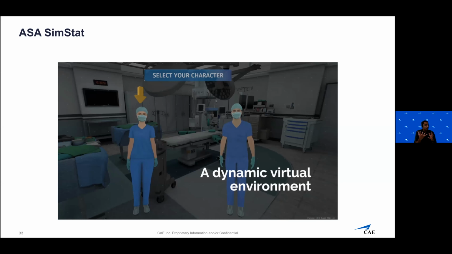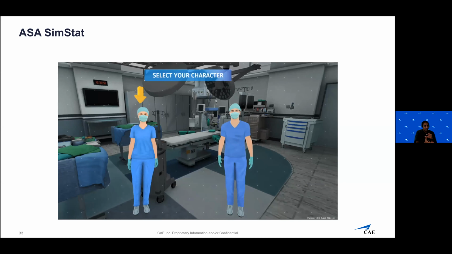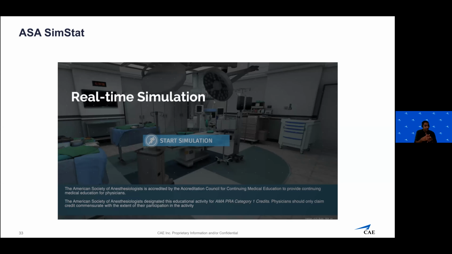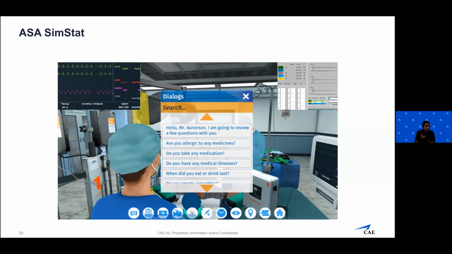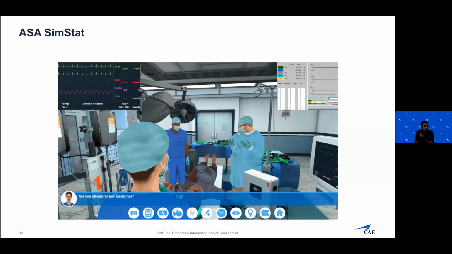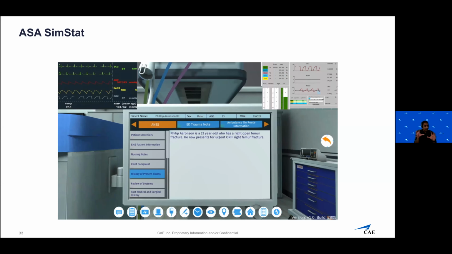SimStat, I think the culmination of all of this is that we've been able to take the physiology engine model and include it into a games-based education platform. Richard mentioned games-based education as one potential utilization structure. This is an example of SimStat, which we did in collaboration with the American Society for Anesthesia, and the physiology model is built into this.